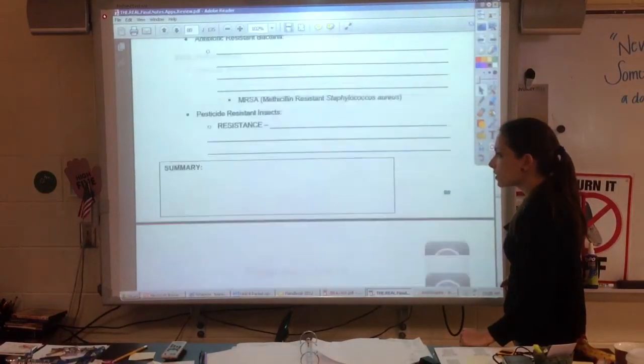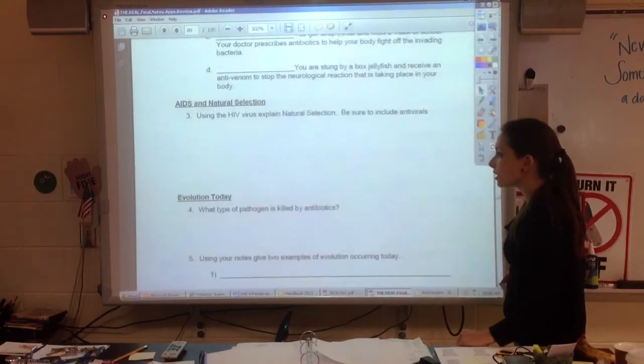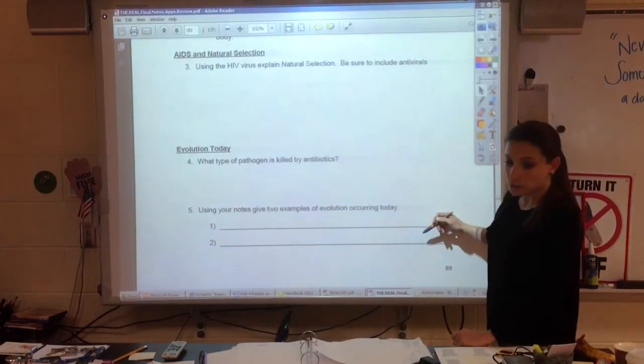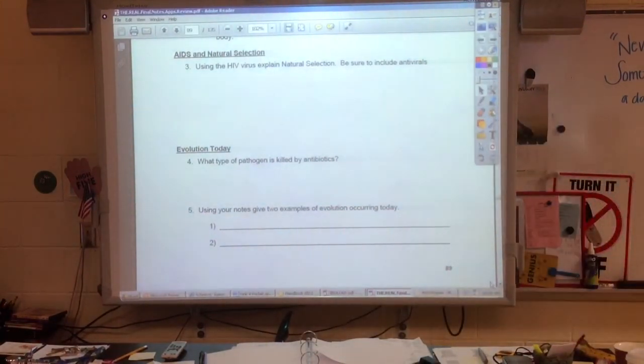And then if we go to your apps for 4.2, important questions here are going to include number 4 and number 5, so making sure that you went back. Hopefully you're going to go back and read your notes, look through those notes and see what's important for you to study. Basically, all of it.